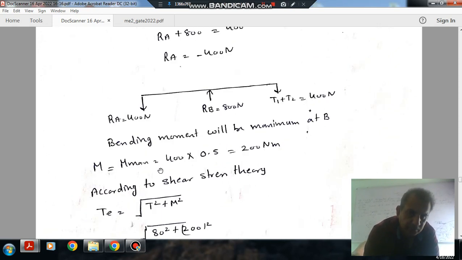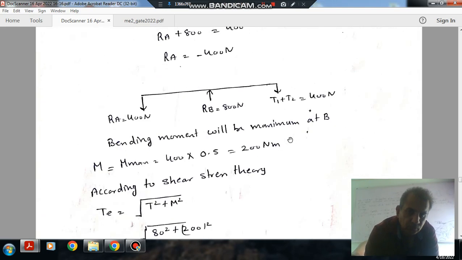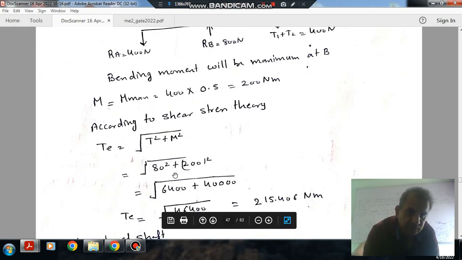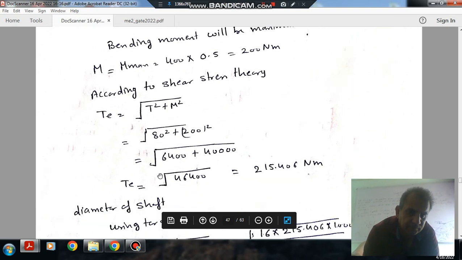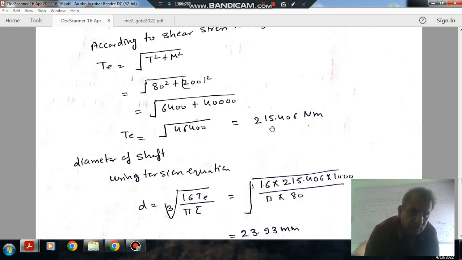Now for the equivalent torque, we have the maximum bending moment M, that is 200 Newton meter, and the torque as 80 Newton meter. According to the maximum shear stress theory, the equivalent torque is equal to root of M square plus T square, where M is 200 and T is 80. Putting in the values, the equivalent torque is 215.406 Newton meter.